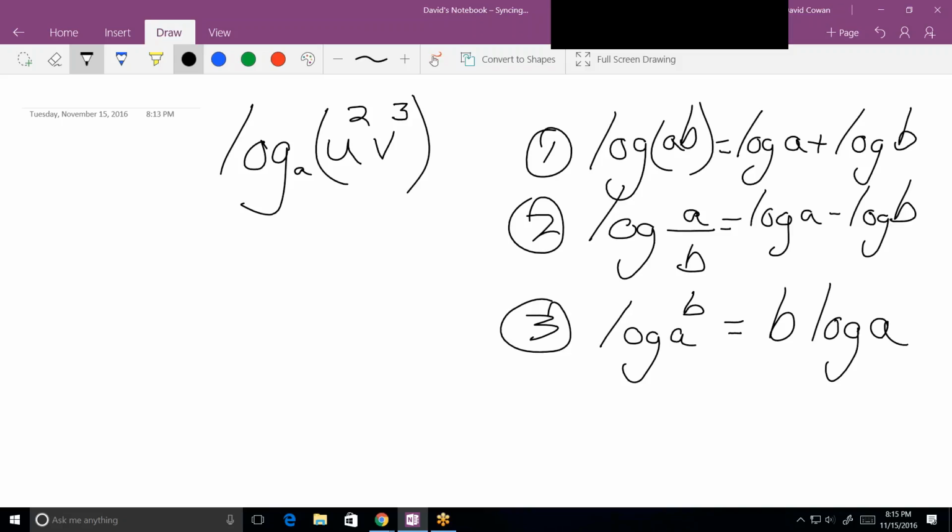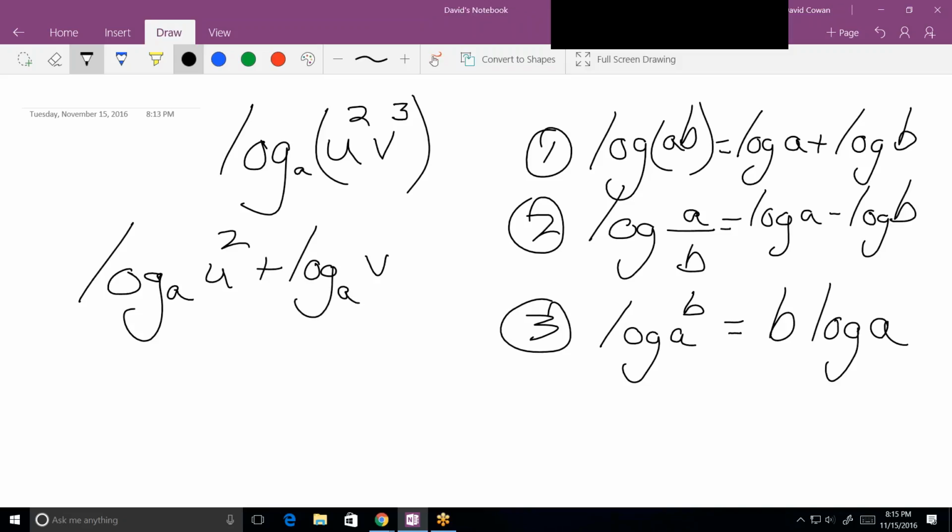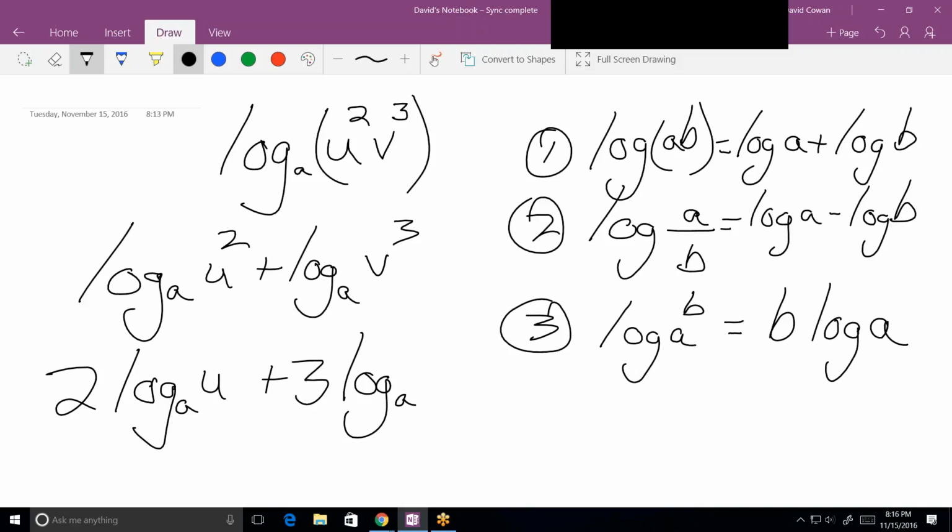So the first thing I'm looking at here is the product of a couple of things, right? So I can immediately turn that into log base A of u squared plus log base A of v cubed. And now, using rule number 3, I'm going to take these exponents and put them down in front of the log. So this becomes 2 log base A of u plus 3 log base A of v. Now, all 3 of these rules only apply if the base is the same.